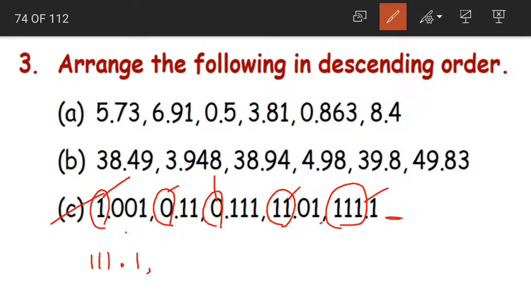So 101.1 becomes our greatest decimal. We'll strike this off. And then the next greater number is 11. So 11.01 becomes our next greater decimal. Again striking this off. Then we have 1 here.